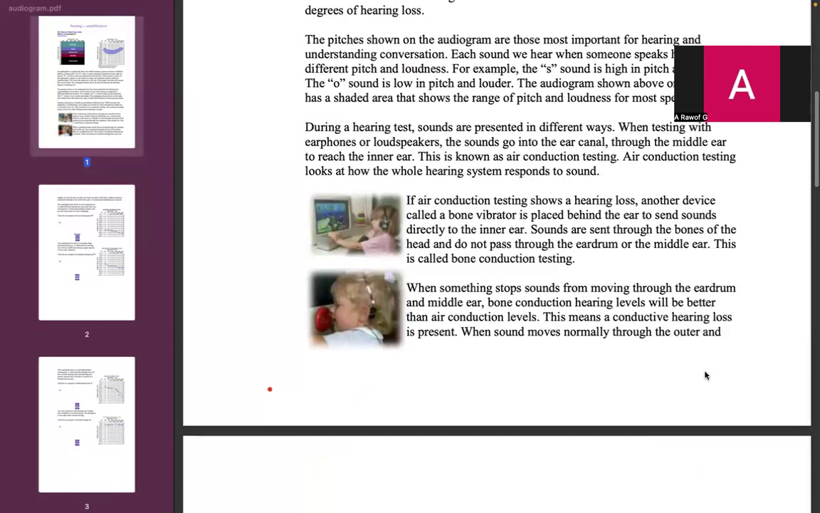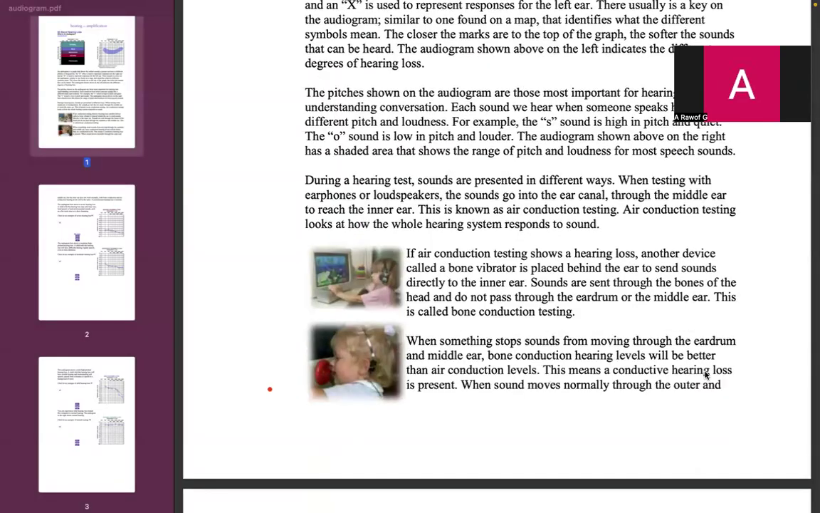Okay. During the hearing test, sounds are presented in different ways. When testing with earphones or loudspeakers, the sound goes into the ear canal through the middle ear and reaches the inner ear. This is known as air conduction testing, and air conduction testing looks at how the whole hearing system responds to sound. If air conduction testing shows a hearing loss, another device called a bone vibrator is placed behind the ear to send sounds directly to the inner ear. Sounds are sent through the bones of the head and do not pass through the eardrum or the middle ear. This is called bone conduction testing.